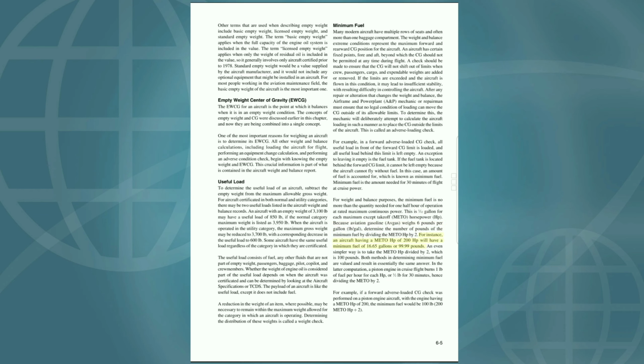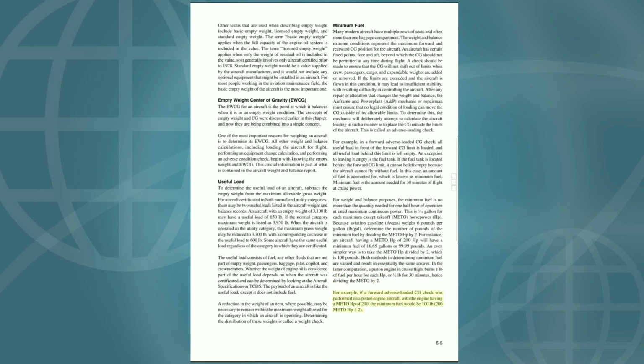For instance, an aircraft having a METO HP of 200 HP will have a minimum fuel of 16.65 gallons, or 99.99 pounds. An even simpler way is to take the METO HP divided by 2, which is 100 pounds. Both methods of determining minimum fuel are valid and result in essentially the same answer. In the latter computation, a piston engine in cruise flight burns 1 pound of fuel per hour for each HP, or 1/2 pound for 30 minutes, hence dividing the METO by 2.